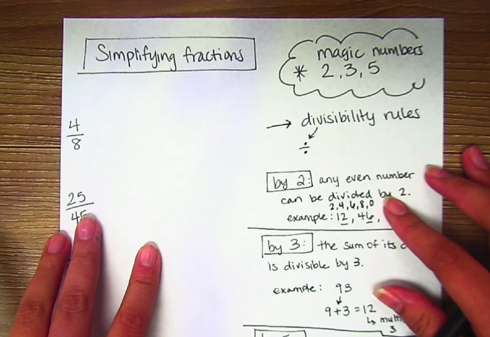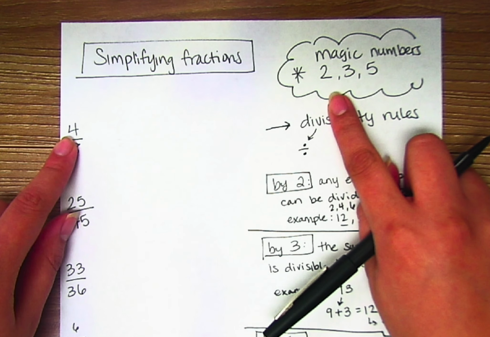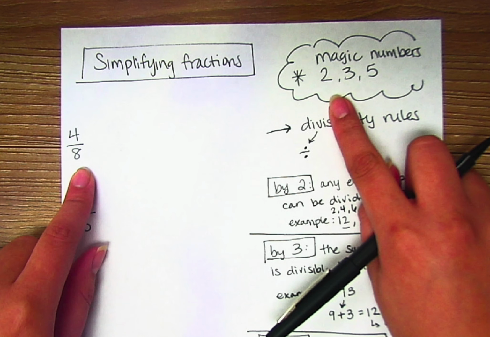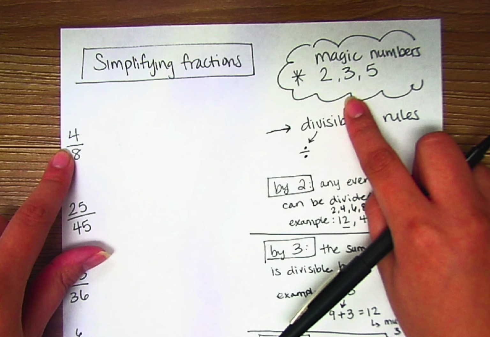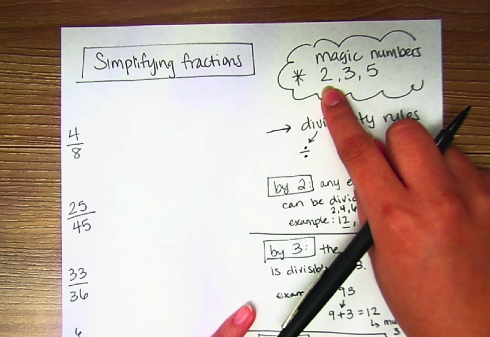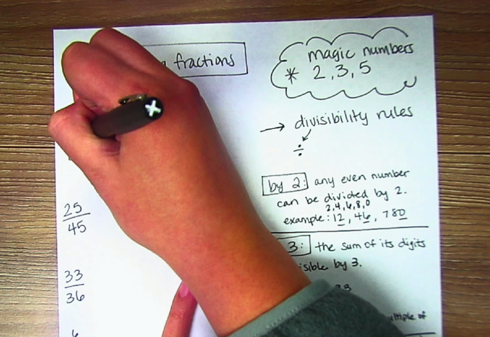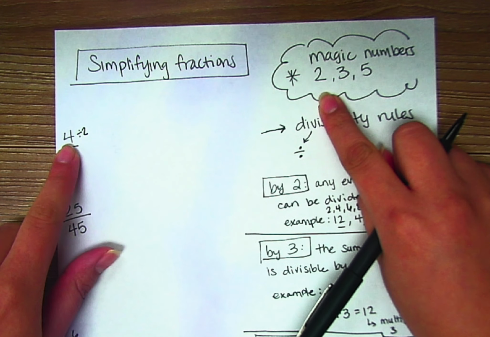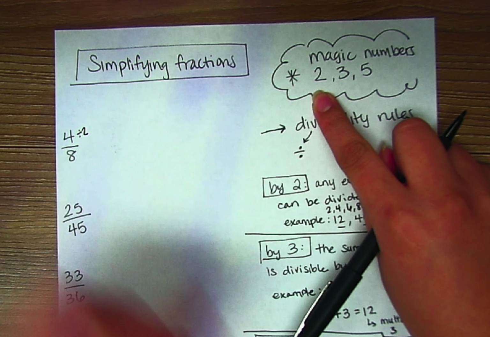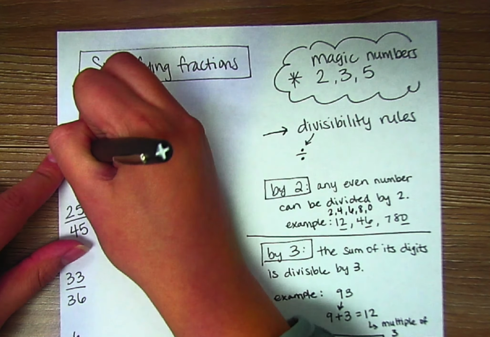Another thing I want you to remember, if you choose one of these numbers, you have to divide that number. So for example, we're going to do the first one, 4 over 8. Okay, I know that these two are even numbers, so I can divide both the top and bottom by 2. So I'm choosing 2. What you cannot do is you cannot divide the top by 2 and the bottom by 3. No. If you choose the magic number 2, you better divide your top and bottom number by 2.